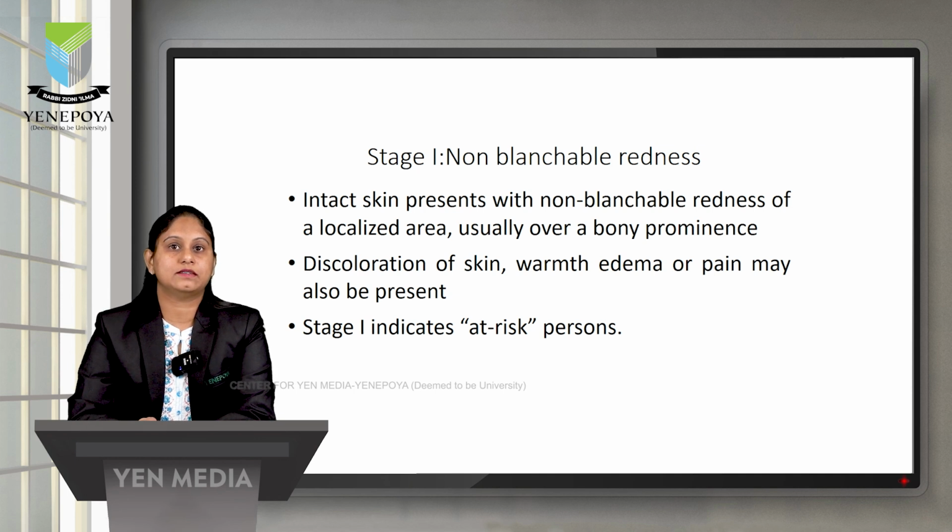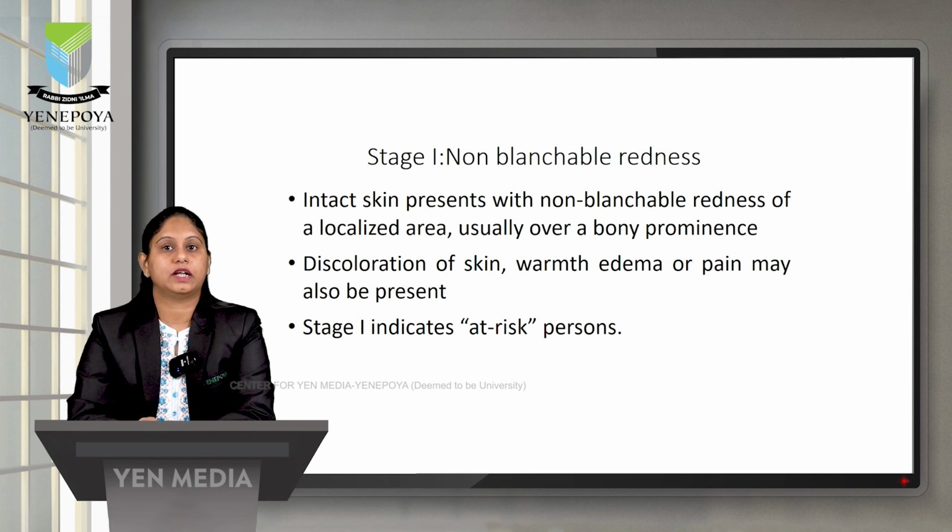So, what happens? It is the initial stage of development of pressure ulcers. Here the skin will be intact. It presents with non-blanchable redness. What is non-blanchable redness? Normally what happens to our skin? When pressure is applied over the skin surface, it becomes pale or lighter in color, and when the pressure is relieved, it regains its normal color.